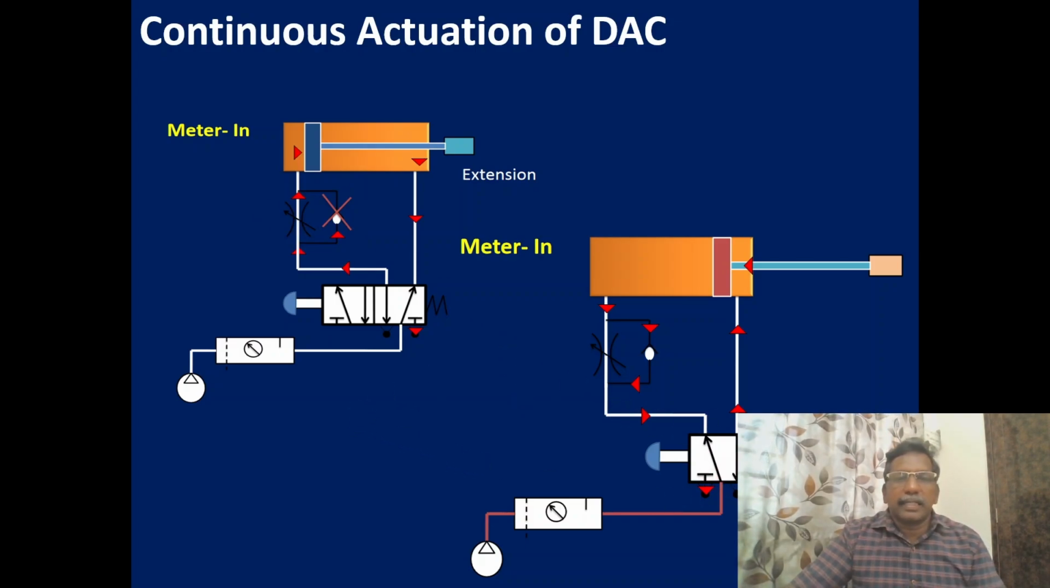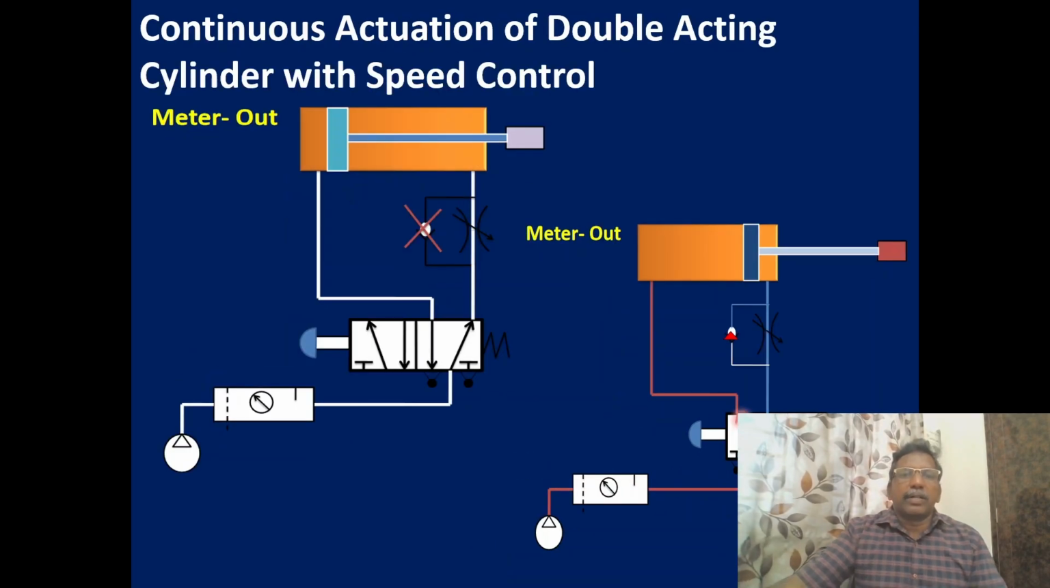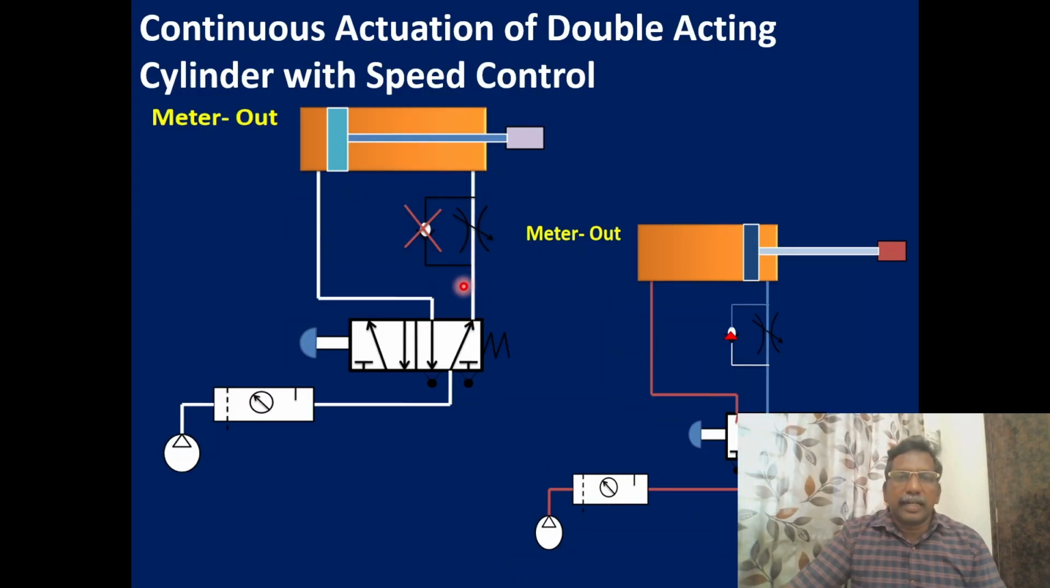All other components we already explained. We have a push button, so it's a direct control. The meter out is also the same. I'm going to keep it in the rod end. So meter out, I'm keeping it on the extension side. For meter in, at the blank end, I'm keeping the throttling valve. For meter out, I'm keeping the throttling valve with the check valve near the rod end. Understand? I think you will be thorough in the difference between meter out and meter in. Meter in, we have to keep it here. Meter out, we have to keep it here.